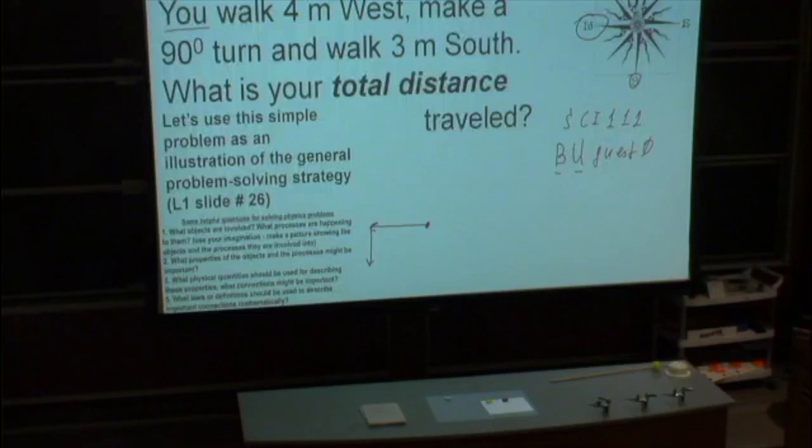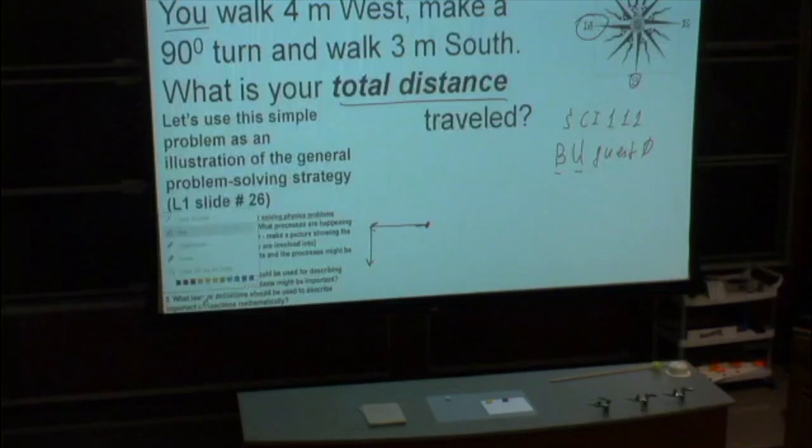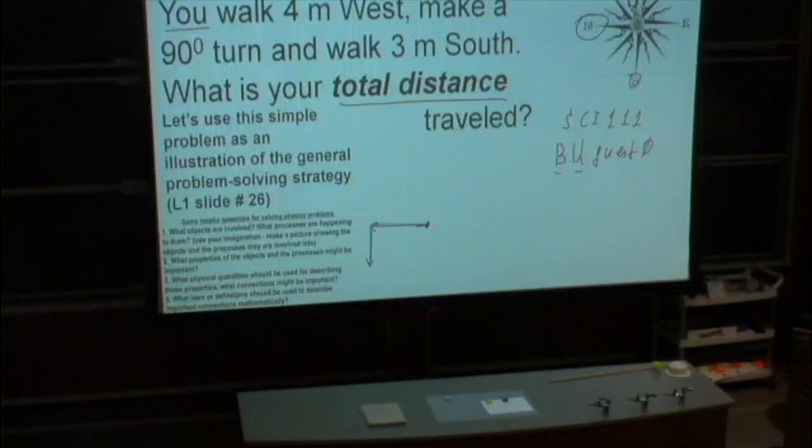So now, total distance. Now we have to apply a definition. What is the distance? The distance is a length of the trajectory. All right. Do we see a trajectory? Yes, we do. The trajectory is composed of two displacements. 1, 2. What is the length of this line? Well, 4. How do we know it is a 4?